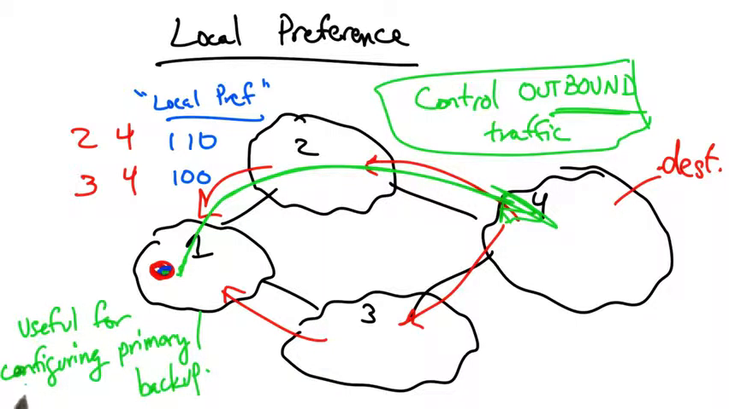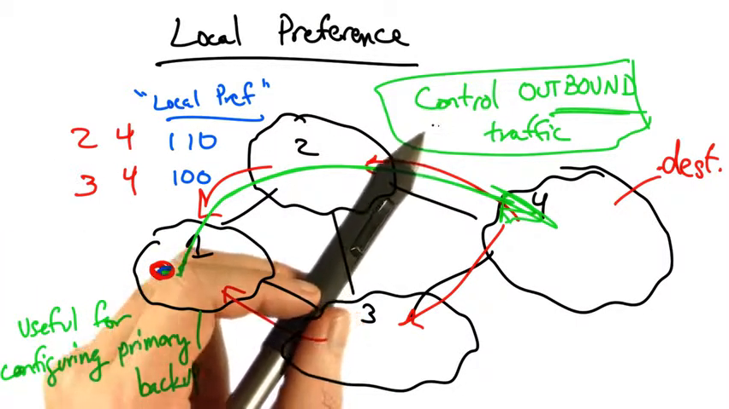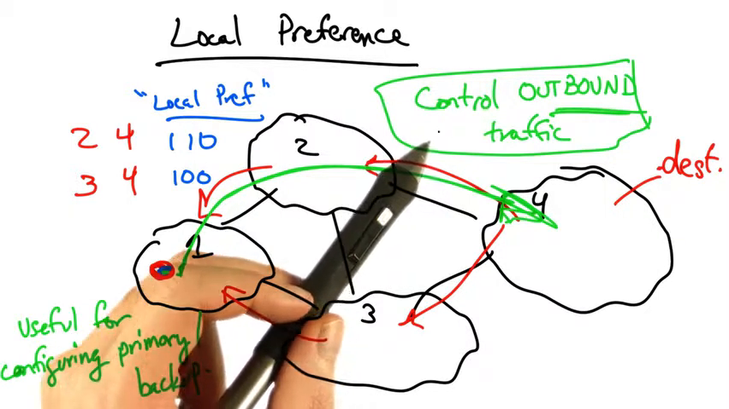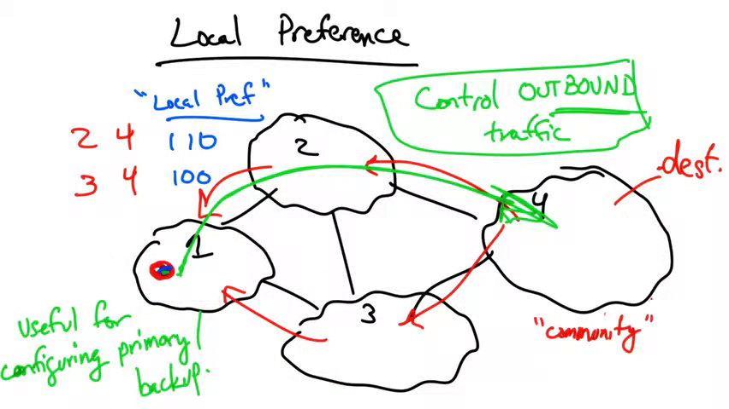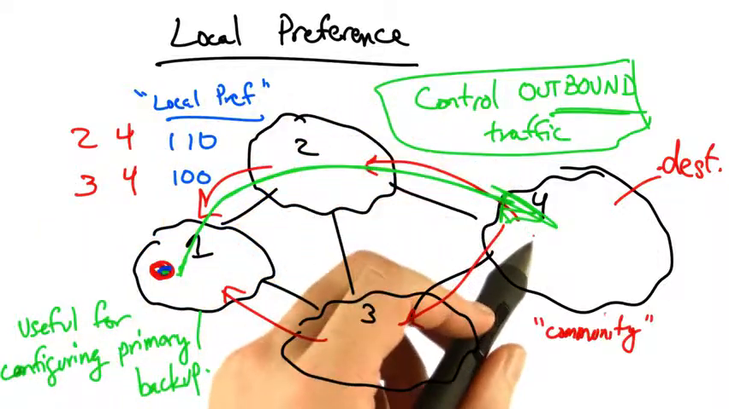This is extremely useful for configuring primary and backup routes. For example, here the route through AS2 might be the primary route, and the route through AS3 is the backup route. Now, typically, as I mentioned, local preference is used to control outbound traffic. But sometimes autonomous systems can attach what's called a BGP community to a route to affect how a neighboring autonomous system sets local preference. A community is nothing more than a fancy jargon word for a tag on a route.